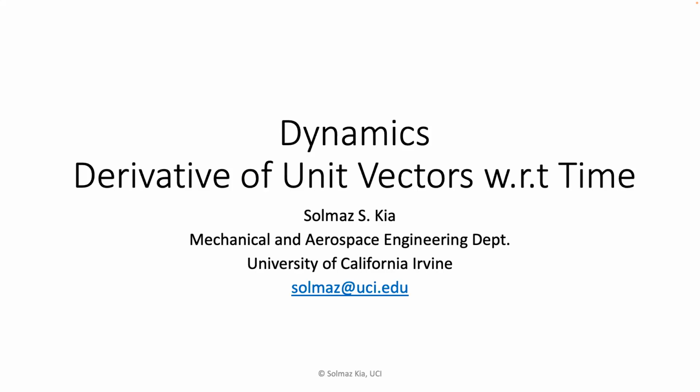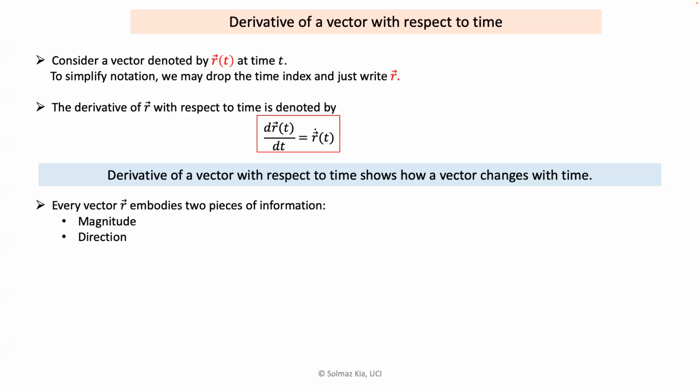In this video lecture, we will look into how to compute the derivative of unit vectors of the Cartesian and the polar coordinate systems with time. So consider a vector denoted by r(t) at time t. To simplify notation, we may drop the time index and just write vector r. The derivative of r with respect to time is denoted by the equation you see here in this red box. Derivative of a vector with respect to time shows how a vector changes with time.